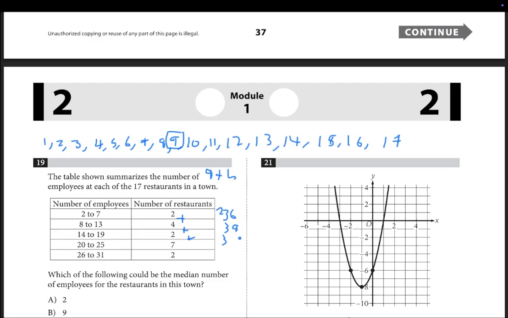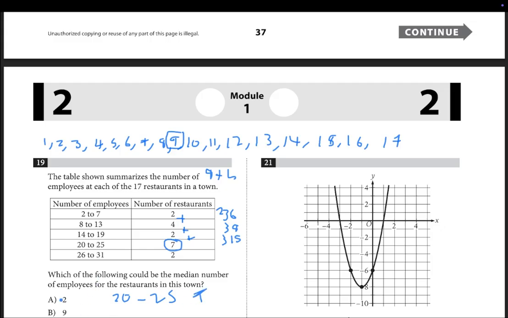This is going to be our medium for the 15 restaurants. So our 9th restaurant is going to be in this bracket. That means the number of employees we're going to have is going to be 20 through 25. So we're going to look at answer choices and realize which one is going to be between this range.